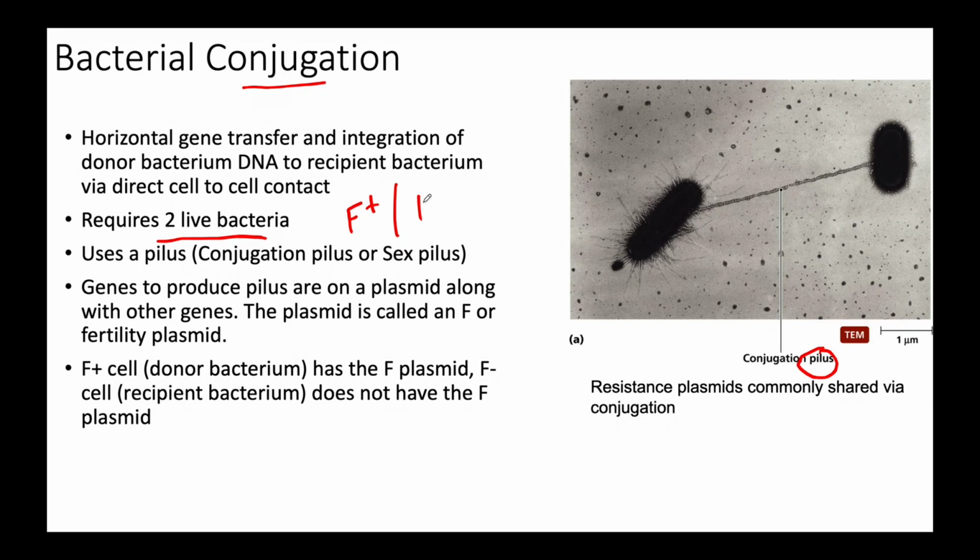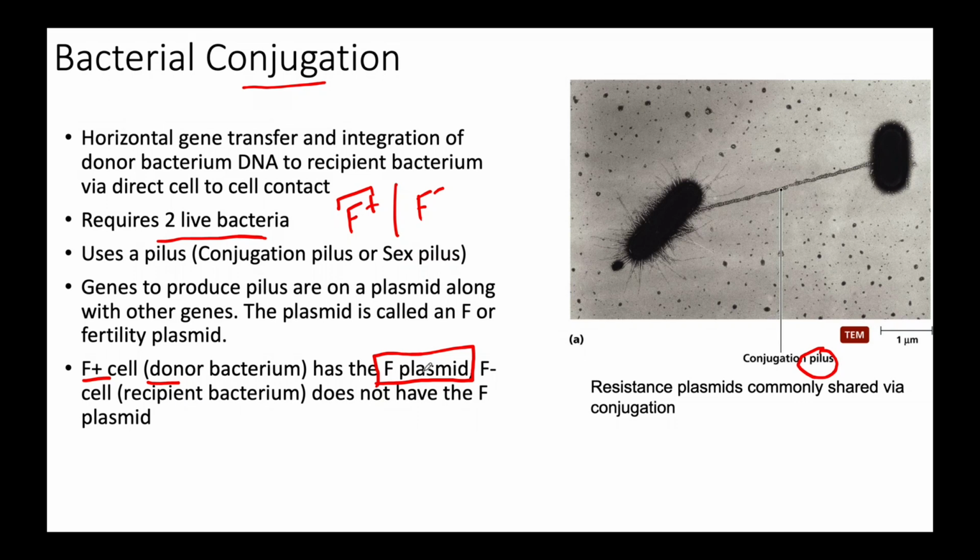One is F plus and one is F minus. And what that means, the F plus bacteria is always going to be the donor bacteria, so it's going to be giving DNA to the recipient. And the reason this F plus is the donor is it has something that the F minus lacks. So that's the reason for the plus. And what it has is a specific plasmid that's called a fertility plasmid.